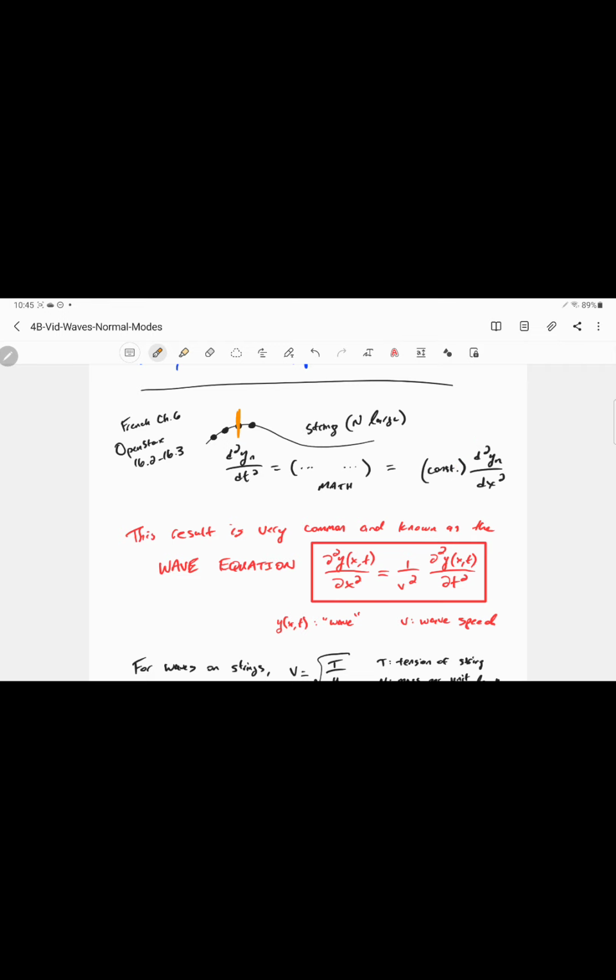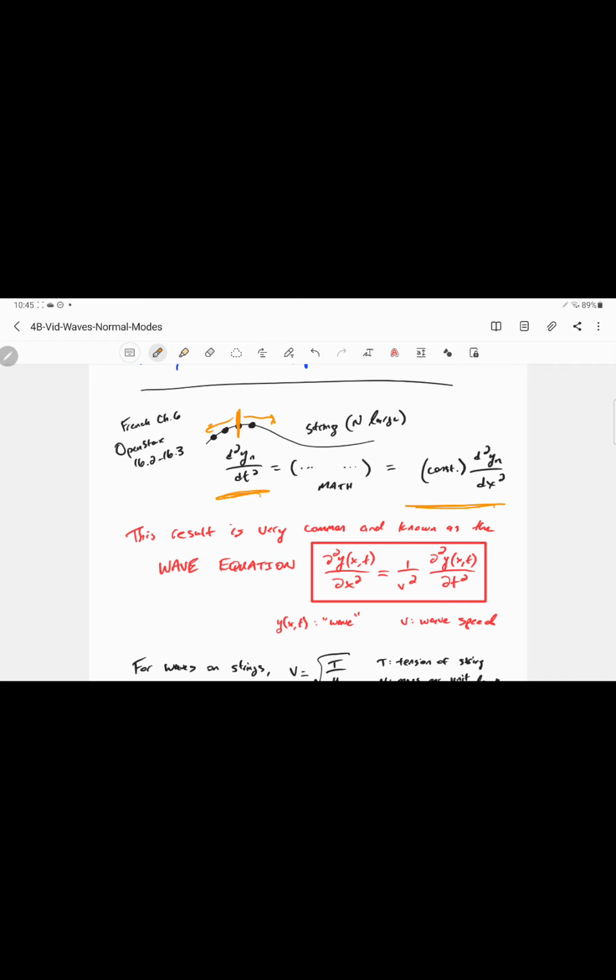So it has to do with a difference in tension. The string is pulling this way on this mass and then this way on this mass. So there's a slight difference, which has to do with the curvature of the string right there. So you get this relationship right here, this differential equation.